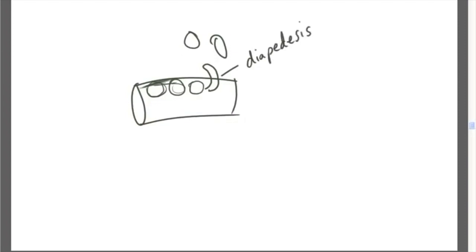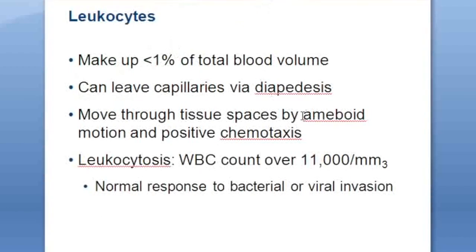Diapedesis. Once it's out here, it moves like an amoeba. You know what an amoeba is? It's a unicellular organism, kind of like a blob. So there you can see, we say that its motion is called amoeboid motion. Amoeboid motion.